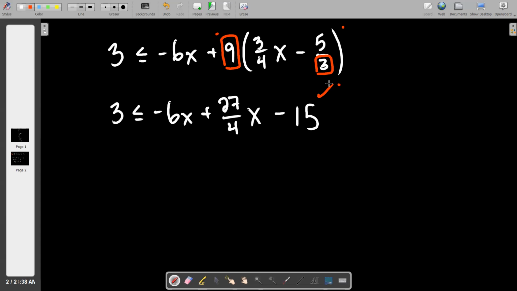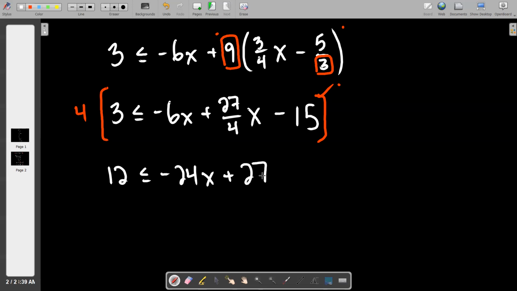And now it's time to probably get rid of some fractions. So let's put on some brackets. What are we going to multiply by? What are we going to get? 27x minus 60.